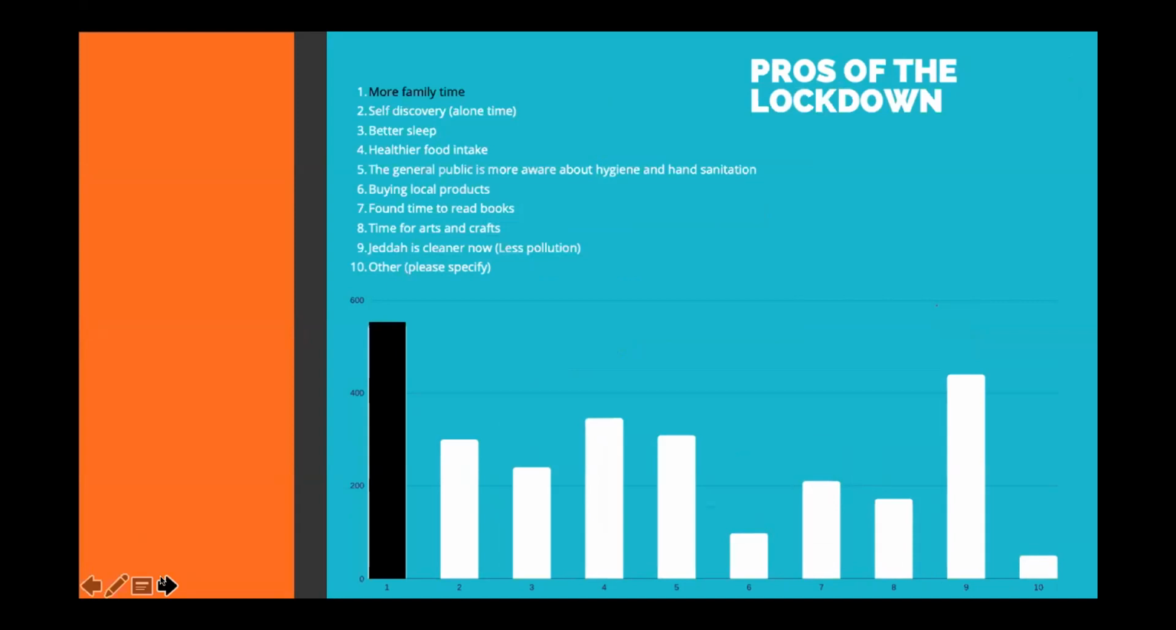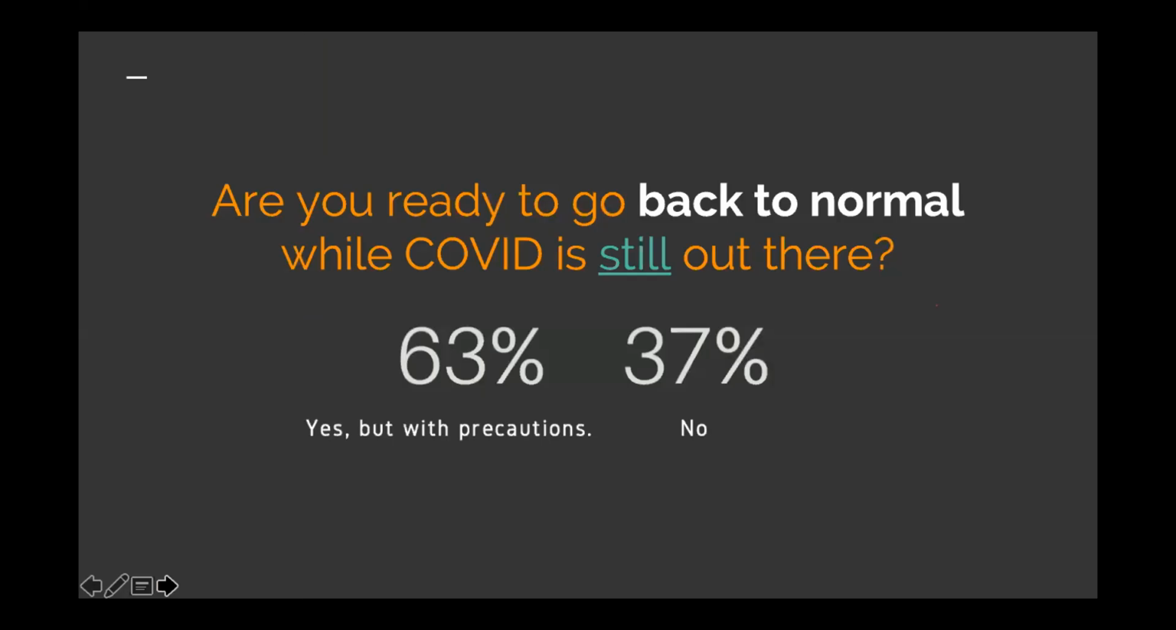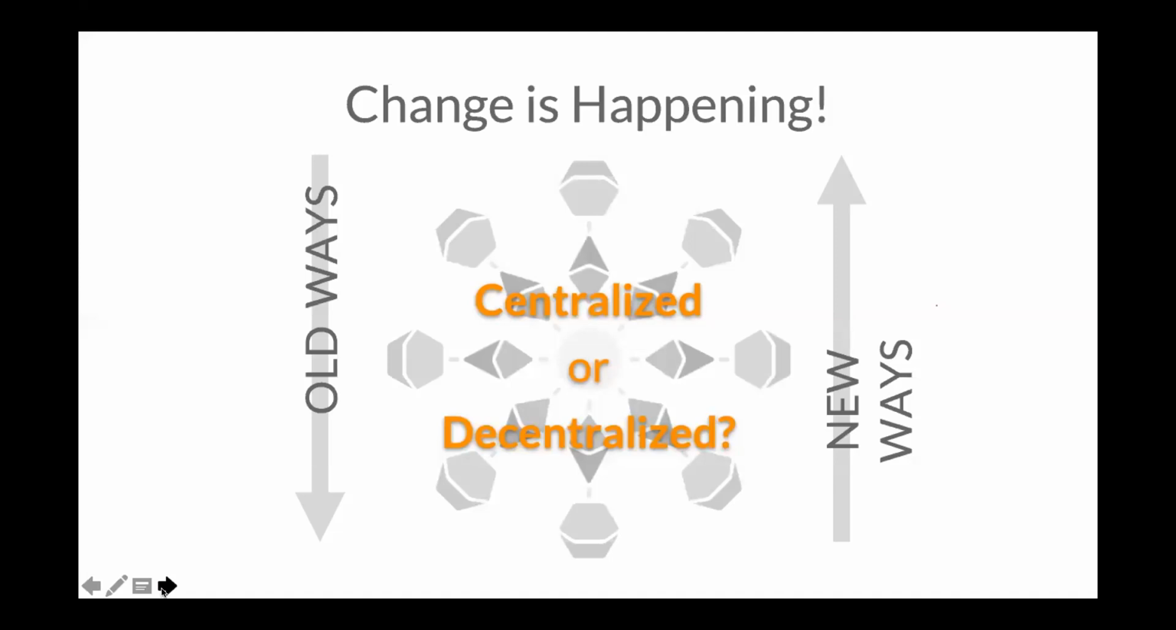And that itself is a very attractive thing, which brings me to the question that we asked the people we surveyed: are you ready to go back to a normal life while COVID is still out there? Interestingly, the majority said yes, they do want to go out and resume to some extent. And there was a large number, 37%, who said no, they're still not comfortable.